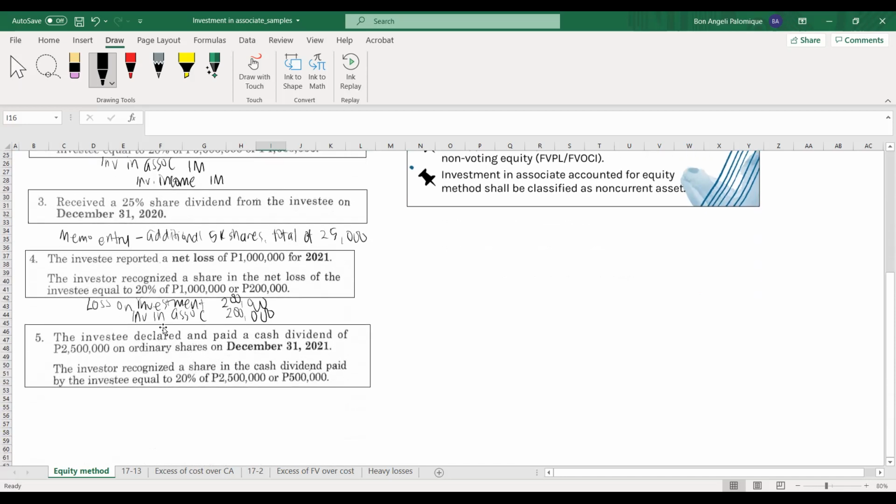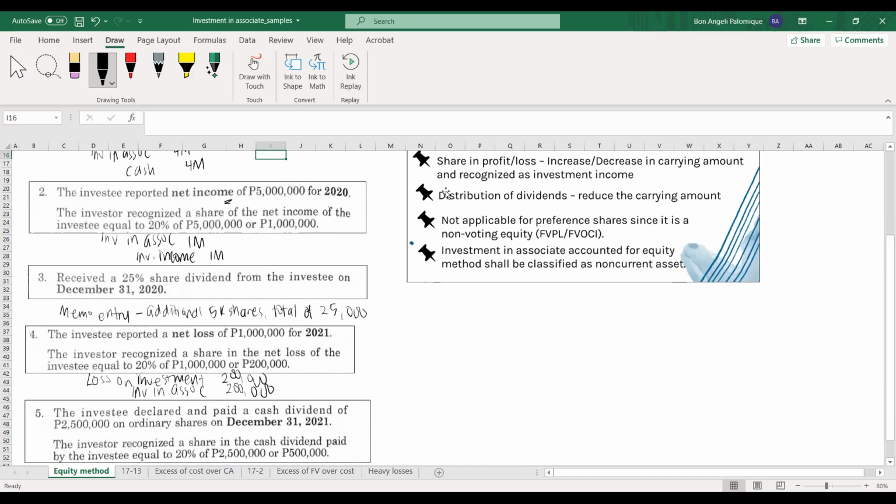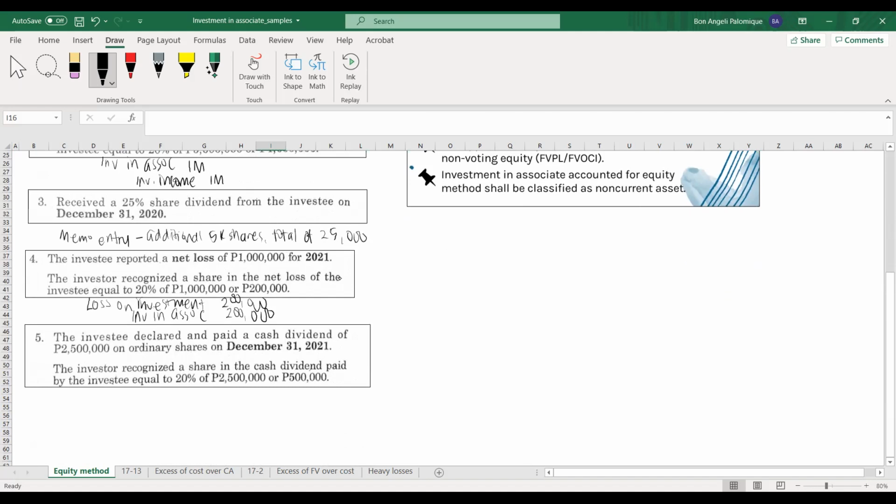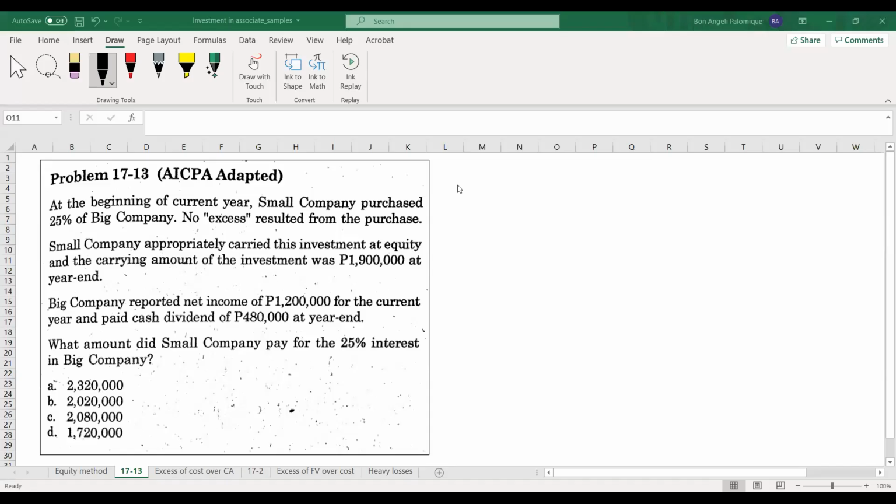Okay, so last item, nag-declare and nag-paid ng cash dividend. So, pag nag-declare and nag-paid ng cash dividend, ang impact sabi dito is distribution of dividends will reduce the carrying amount. So, debit sa ating cash na na-receive natin amounting to 500,000 na dividend and credit sa ating investment in associate. Kumbaga, kung dati credit sa dividend income, pero under equity method, i-credit natin siya sa investment in associate account. Okay, so next problem 17-13.